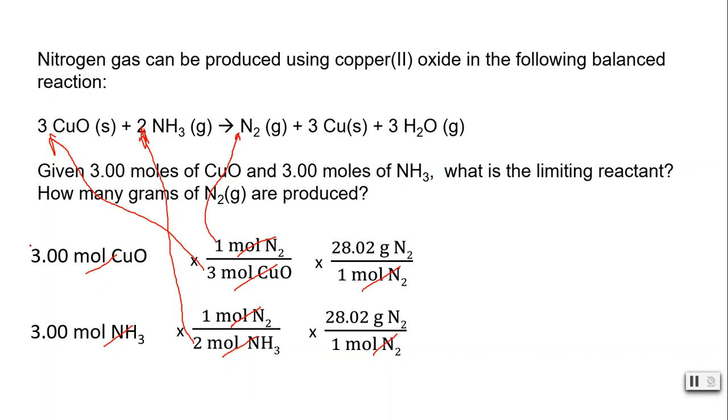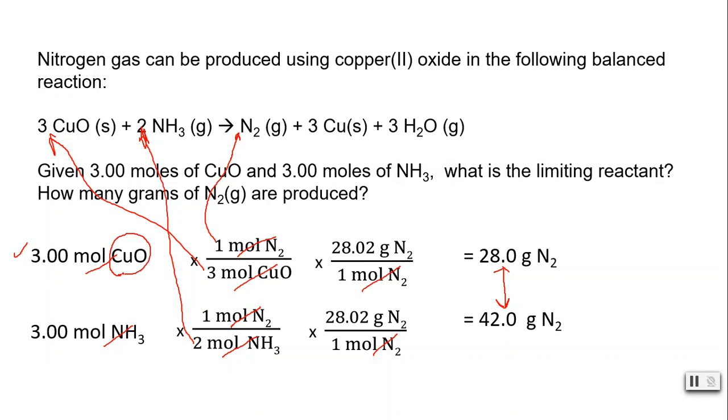So when I do these 2 separate calculations for the first one, you should get 28.0 to 3 sig figs grams of nitrogen gas. And for the second, you would get 42.0 grams of nitrogen gas. So these 2 numbers, these 2 product amounts, are the ones that you compare to determine what the limiting reactant is. The limiting reactant always produces the smallest amount of product. So that means that our copper 2 oxide is what's limiting.